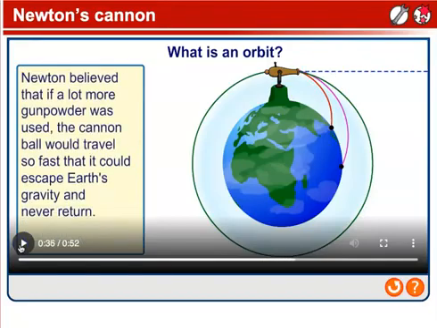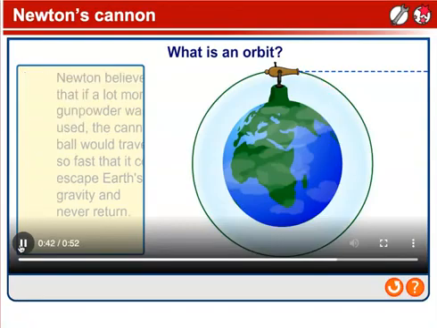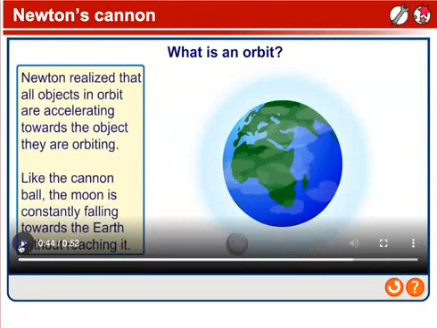Newton believed that if a lot more gunpowder was used, the cannonball would travel so fast that it could escape Earth's gravity and never return. He realized that all objects in orbit are accelerating toward the object they are orbiting. Like the cannonball, the moon is constantly falling toward the Earth without actually reaching it.